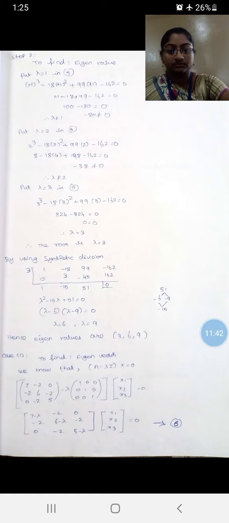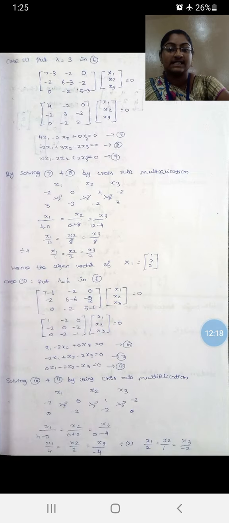In step 3, to find the eigenvector, we know that the formula is (A minus lambda I) X equal to 0. A is nothing but our given matrix minus lambda into the identity matrix 1 0 0, 0 1 0, 0 0 1, into X, capital X, equal to x1 x2 x3 equal to 0. Substitute lambda inside, that is multiply. So our diagonal elements will become 7 minus lambda, 6 minus lambda, 5 minus lambda, and the remaining elements as they are. Mark this as the sixth equation.